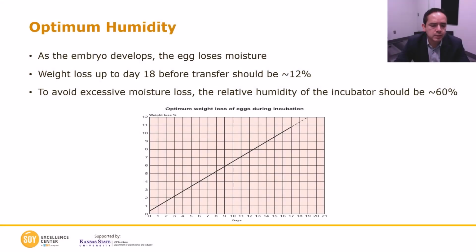So as you can see in this graph, as the embryo develops, the egg loses moisture. The weight loss up to around 18 days before transfer should be between 12 and 16%. And to avoid excessive moisture loss, the relative humidity of the incubator should be around 60%.